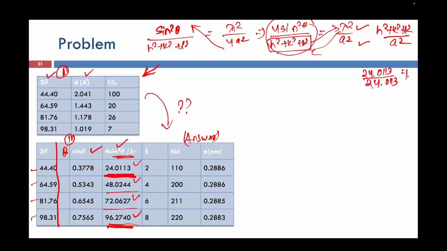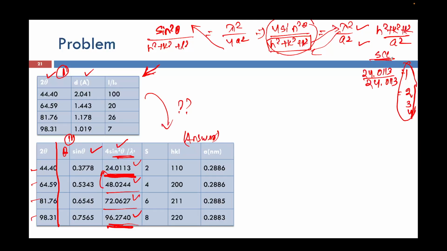Next, you divide this one, 48 point something, by the same value. When you divide, it will come close to 2, then 3, then 4. You will get this kind of expression, so you will be getting h square plus k square plus l square. Accordingly you can write 1, 2, 3, 4. Which crystal structure might it be? It might come as SC, that means simple cubic crystal structure.